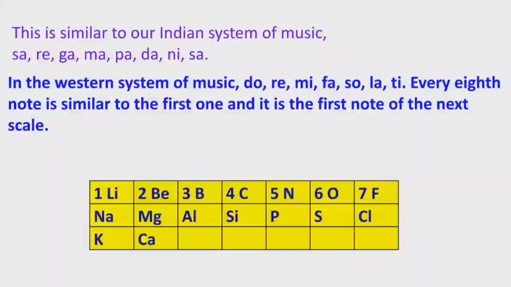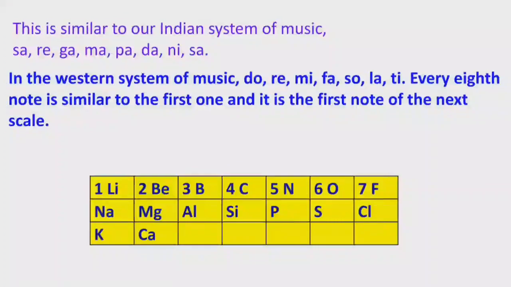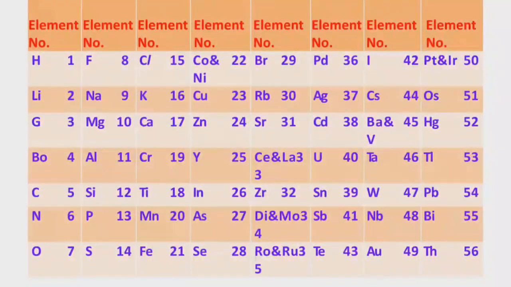Lithium resembles sodium. Beryllium resembles magnesium. Boron resembles aluminium. Carbon resembles silicon. Nitrogen resembles phosphorus. Oxygen resembles sulfur. Fluorine resembles chlorine. Sodium resembles potassium. Magnesium resembles calcium. Here we can see Newlands' periodic table.